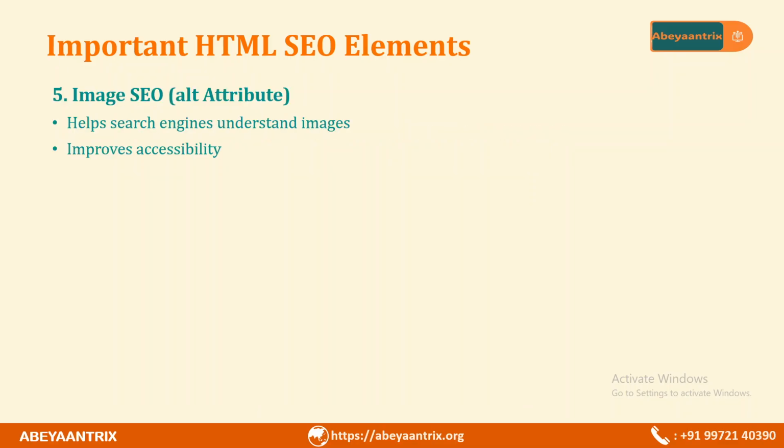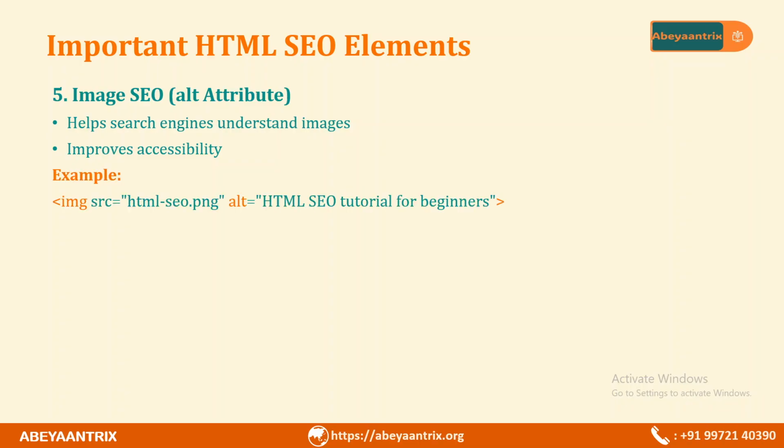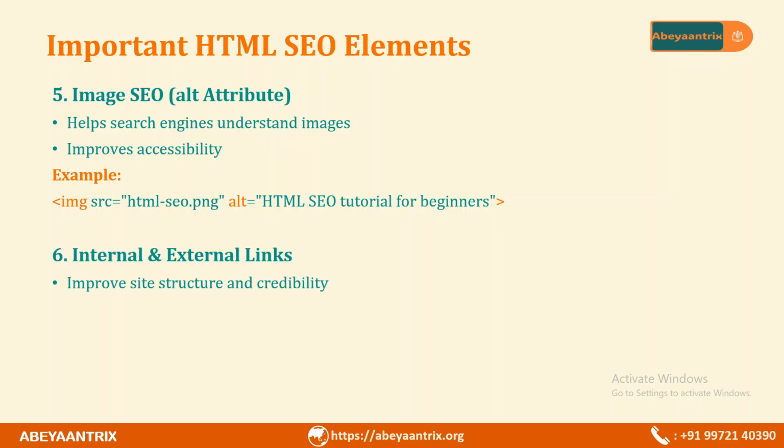Okay, so the next point is image SEO. In the image tag you are going to add alternative text, right? It helps search engines understand images and improves accessibility. That is very important because it tells users what image you have added.